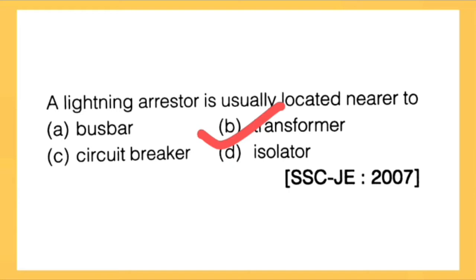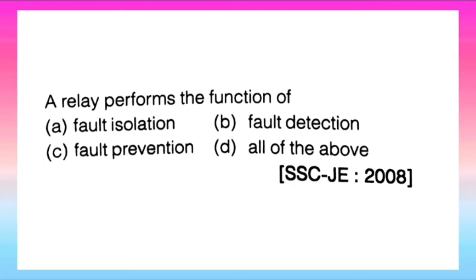Okay. Next question is: a relay performs the function of, and options are fault isolation, fault detection, fault prevention and all of the above. The correct answer is fault detection. Relay is a device which is used to sense or detect the fault and send the signal to circuit breaker to trip the circuit and clear the fault.